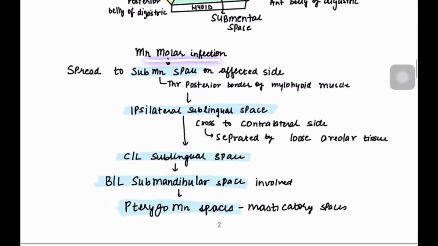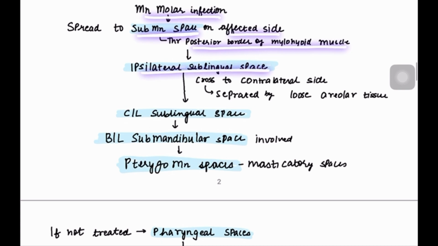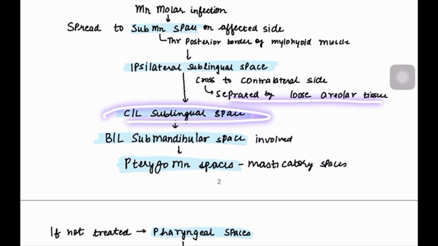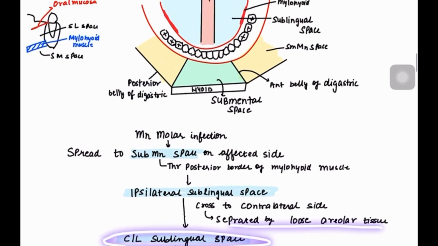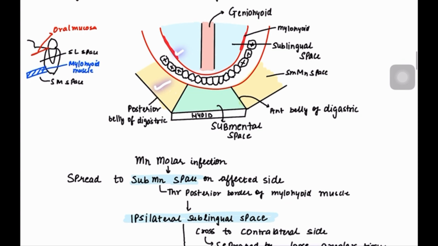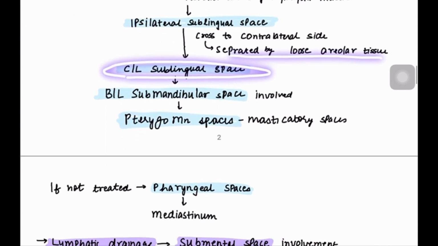Now let's read it. Mandibular molar infection will spread to the submandibular space on the affected side. How? Through the posterior border of the mylohyoid muscle. Then the ipsilateral sublingual space will be involved. It will cross to the contralateral side and spread by the loose areolar tissue. So now the contralateral sublingual space is involved. That is, now the submandibular, sublingual, and the contralateral sublingual space are also involved. Now the bilateral submandibular space is involved.